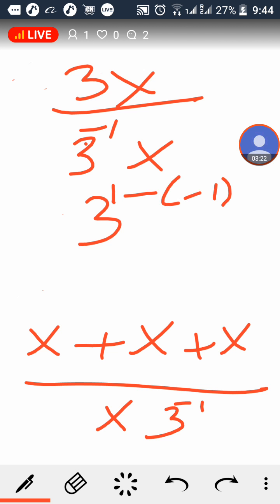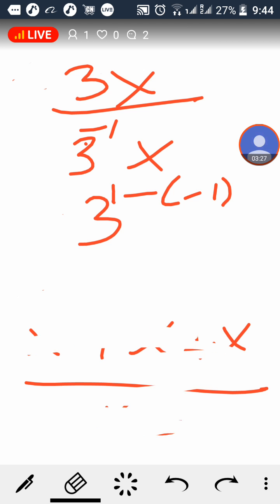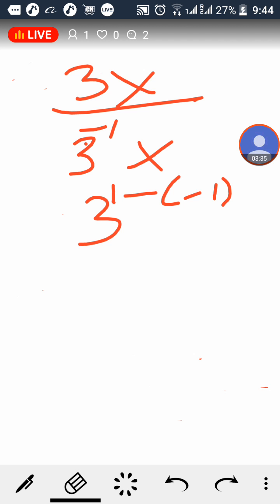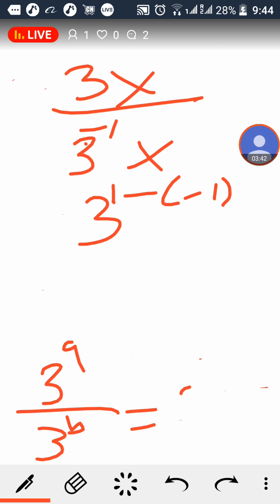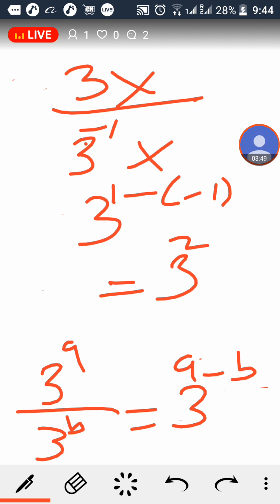That's the rule for exponents, right? If you remember, we were having 3 to power a over 3 to power b. There is a rule: 3 to power a minus b. So that's why we get 1 minus 1... sorry, 1 minus negative 1, and that's 3 to power 2, which equals 9. So what you have done was just an example, and you got the correct answer just by chance.